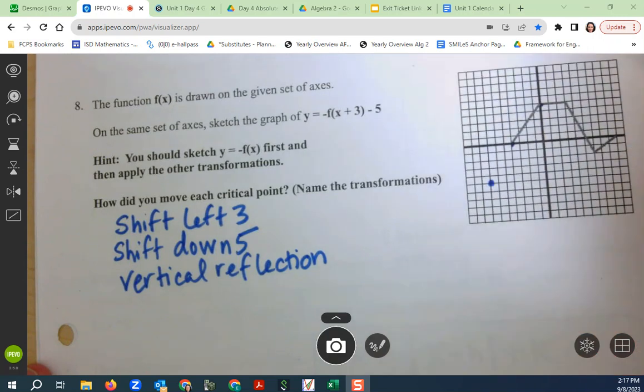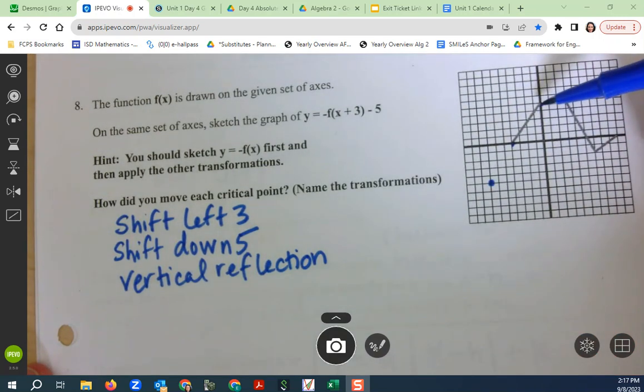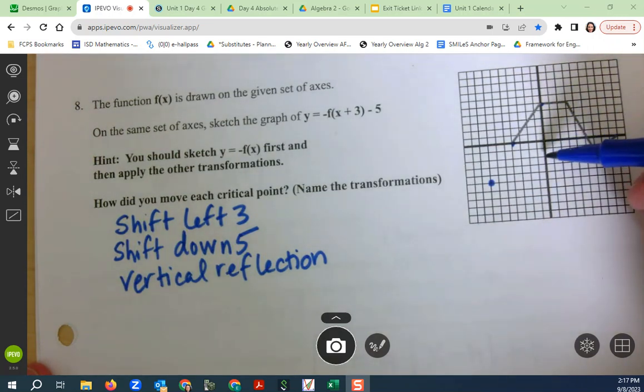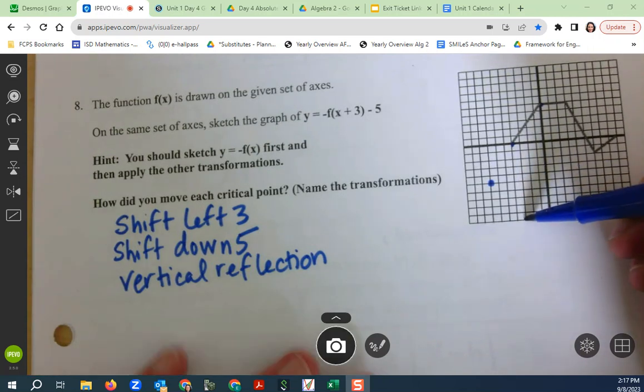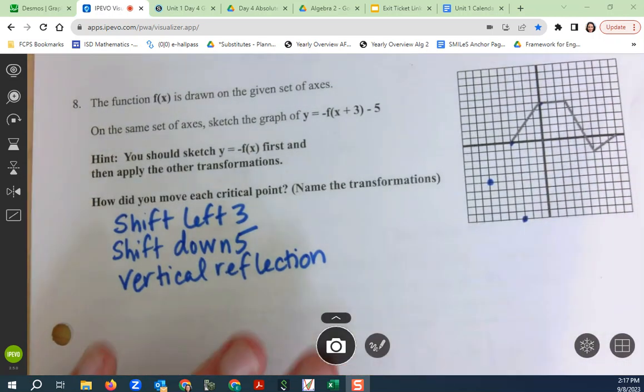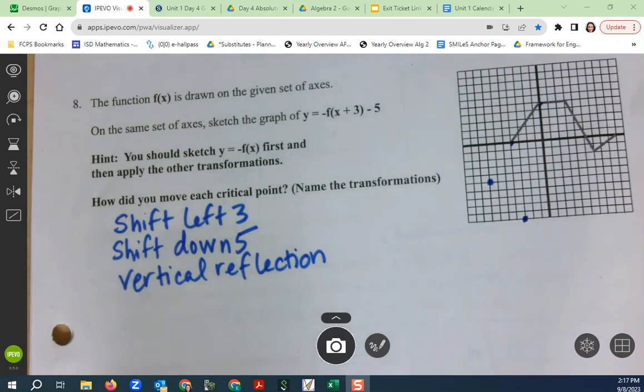Next point is here, right here. I do reflect it first. So right now it's 5 above. I'm going to move to 5 below the line. Okay, that's just the reflection. Now I shift it left 3 and down 5. Raise your hand if you want me to do that one again. Okay. All right, I'm going to do it again.